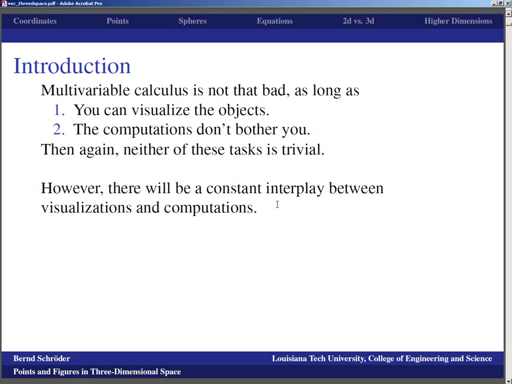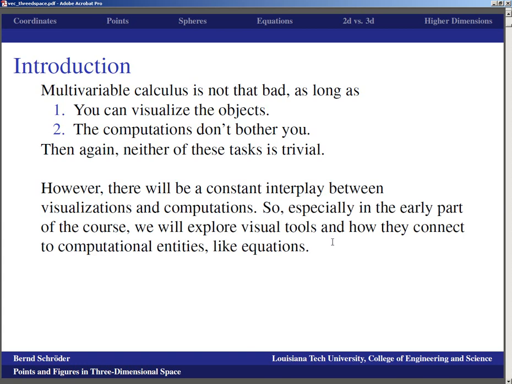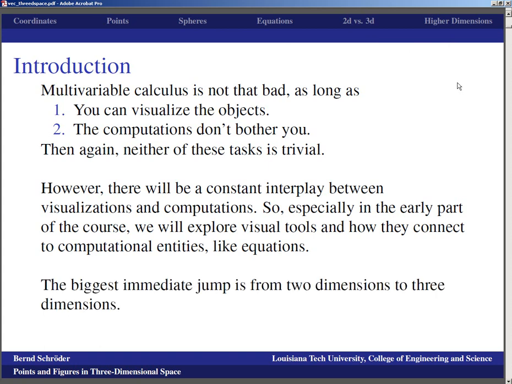Basically, there will be a constant interplay between the visualizations and the computations. Especially early in the course, we will look at visual tools and how they connect to computational entities like equations. So if you're looking at what we have up here, coordinates, points, spheres, equations, that's all stuff that you do very early on in pre-calculus also. What we're going to see here is in some ways a review and a comparison between what we are very familiar with in 2 dimensions and how it scales up to 3 dimensions as well as to higher dimensions.